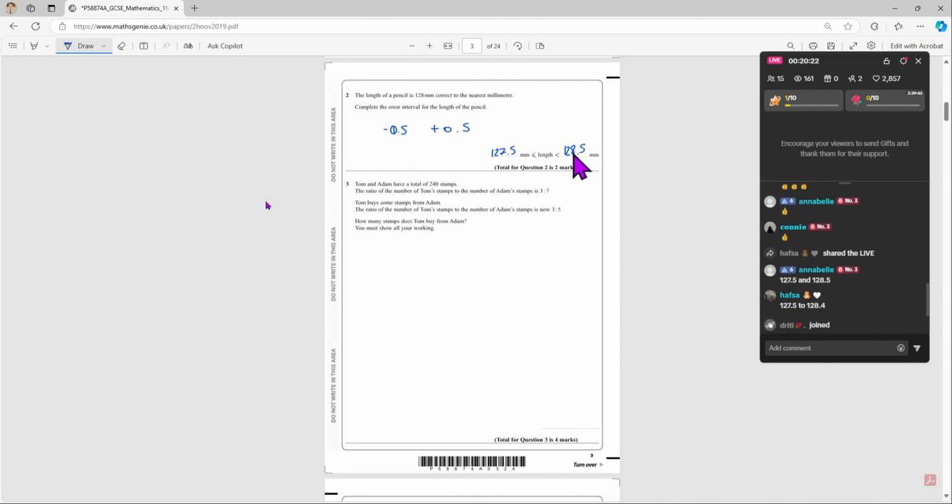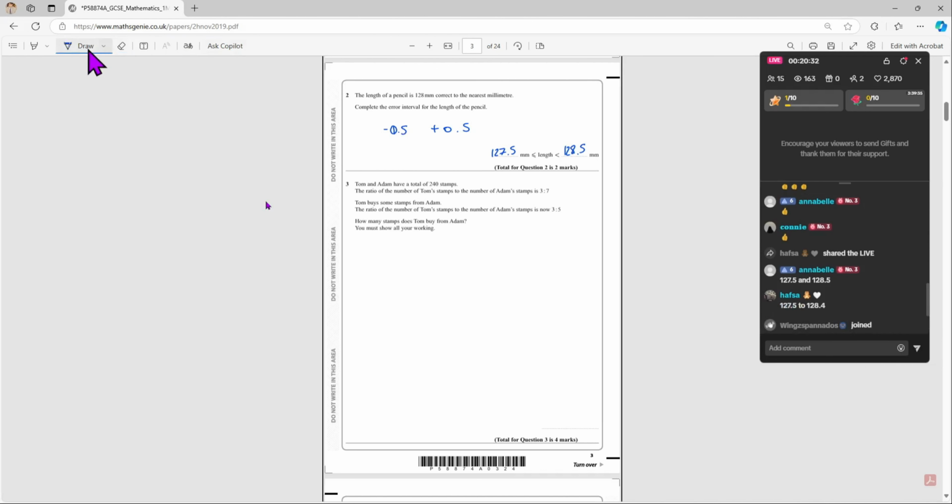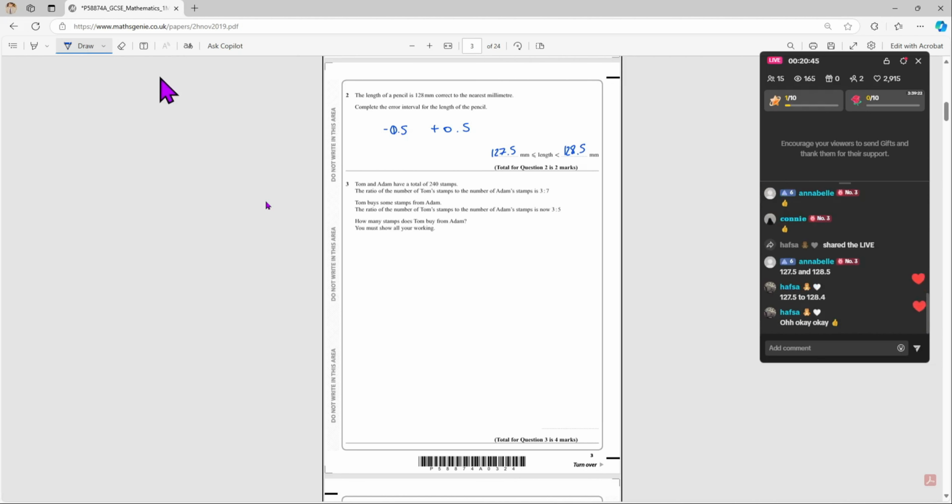And guys, remember, it's not 128.4 because look at this inequality sign. It means less than and it's not equal to. Less than, not equal to. If you put 128.4, it's going to be incorrect because 128.5 is the upper limit that it can't be equal to. Okay, just remember that, and that is easy. 2 marks. You can get 2 marks.